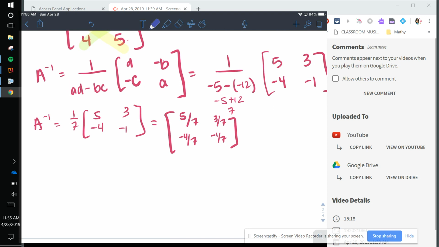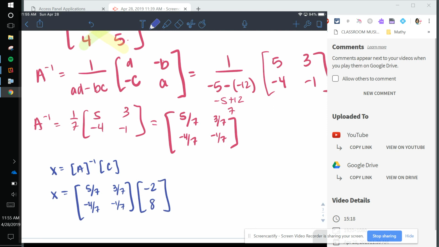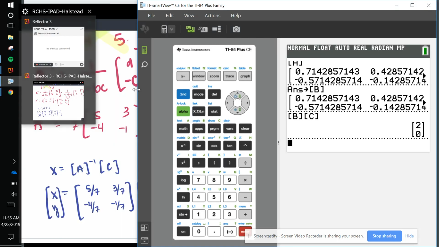Okay? So let's go ahead and set up our solving just so you can see what that looks like. All right, so I know that X is equal to A inverse times our constant matrix. So X is equal to 5 over 7, -4 over 7, 3 over 7, and -1 over 7, times -2 and 8. And this is actually X, Y, okay, which is equal to, and right here, I'm going to use my calculator because that's good practice.